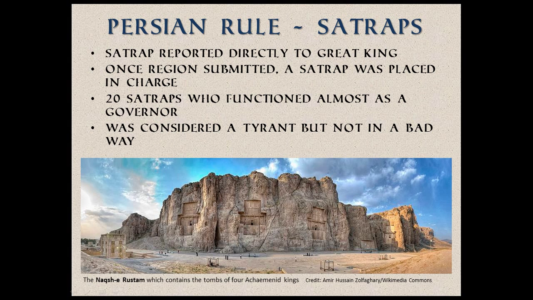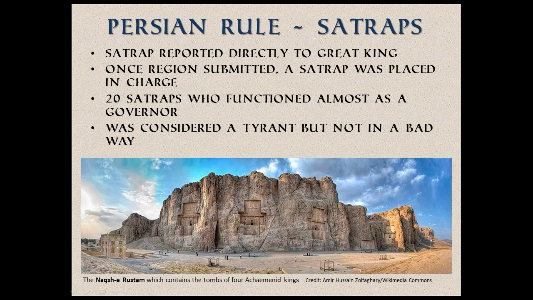Cyrus parceled out Persia into 20 provinces called satrapies. Each province had a governor that was called a satrap, and that stood for protector of the kingdom. The satraps divided their time between civil administration and the military. They wielded tremendous power with large garrisons and bodyguards. Now, to ensure the satraps did not become too powerful, the great king personally appointed the garrison's military commanders. Thus, each garrison commander reported directly to the great king.